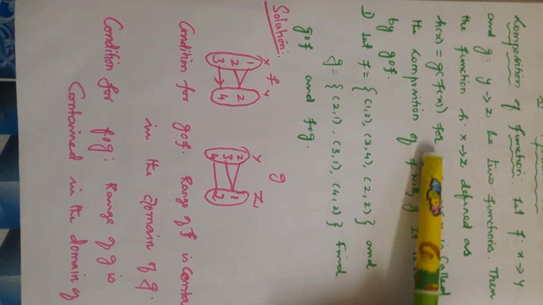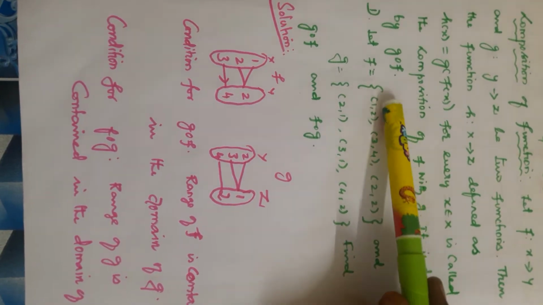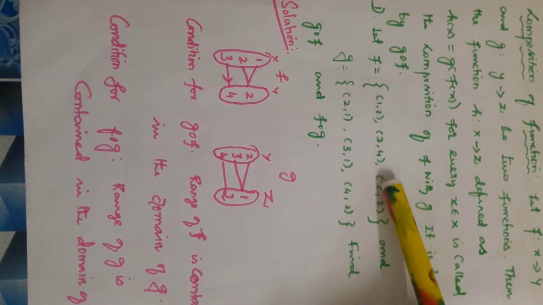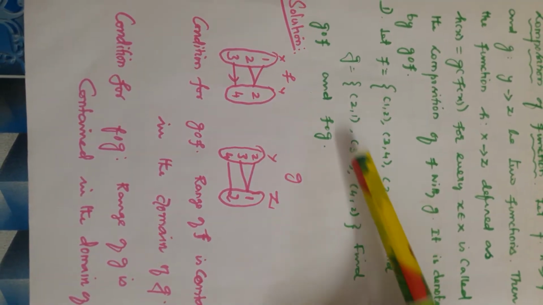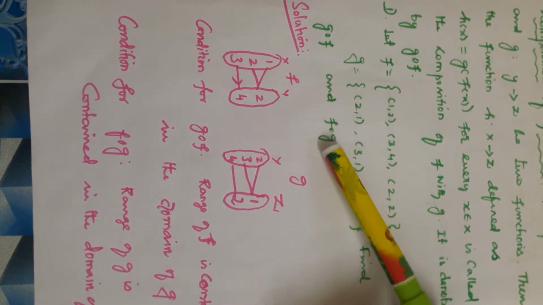Okay, so how will it be your question? Define composition of functions. So let f = {(1,2), (3,4), (2,2)} and g = {(2,1), (3,1), (4,2)}. Find g ∘ f and f ∘ g.